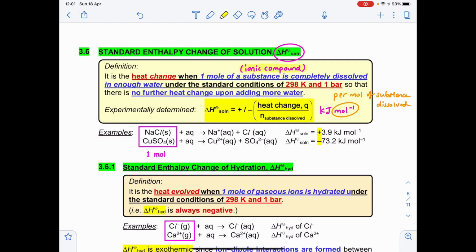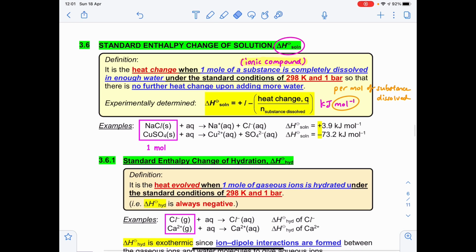It can be determined experimentally using this formula, and the units are kilojoules per mole. Per mole here refers to per mole of substance dissolved. And this process can be negative or positive, because not all ionic compounds can dissolve in water. To represent this process using a thermochemical equation, it will be for 1 mole of ionic compound to be completely dissolved in water to give aqueous ions.